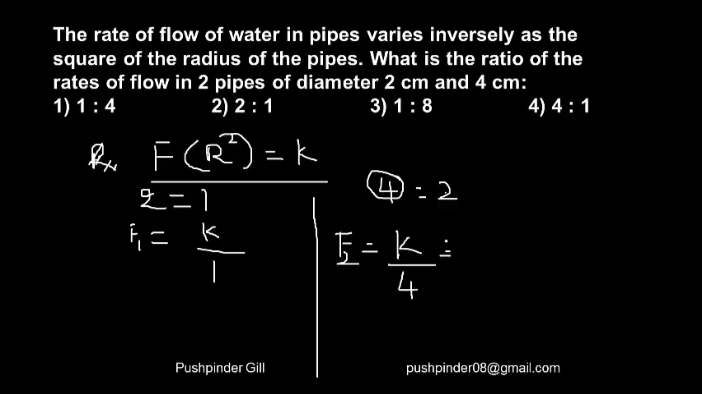Now he is asking you the ratio of their rates of flows. So the ratio of this by this, that means F1 by F2, with diameter 2 and with diameter 4, right? So that means that is going to be 4 by 1. So that is the answer. Fine. So I hope everyone understood.